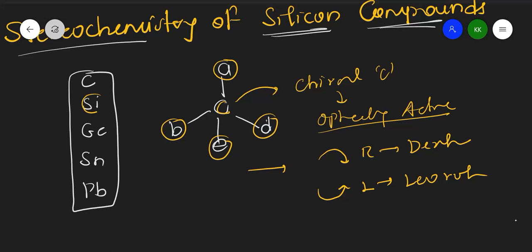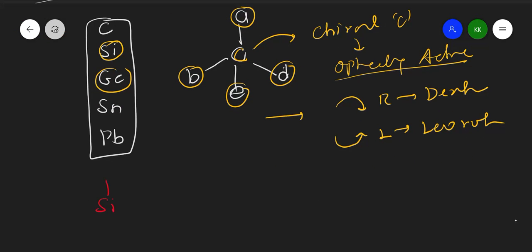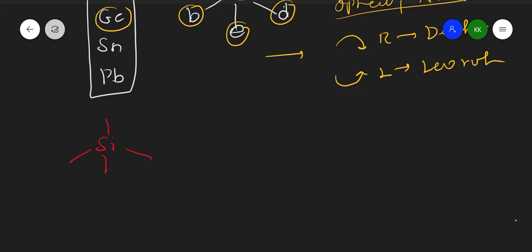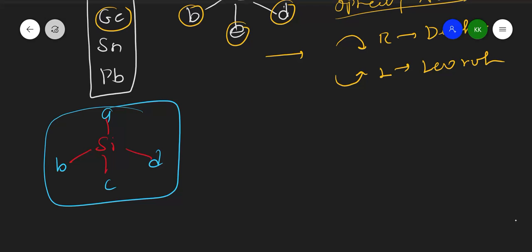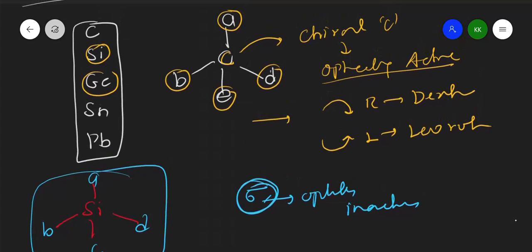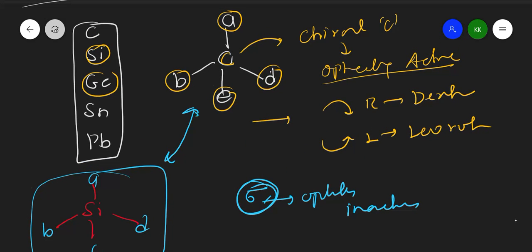Similarly, since silicon and germanium belong to the same carbon family, if we have different atoms attached to silicon, A, B, C, D, then these compounds will be optically active. And I have told you, if the same two atoms are attached to carbon or silicon, it will be optically inactive because it will have a plane of symmetry. Whenever symmetry elements are there, the molecule itself becomes optically inactive. But when attached to different atoms, these don't have any symmetry elements, so they will be optically active.